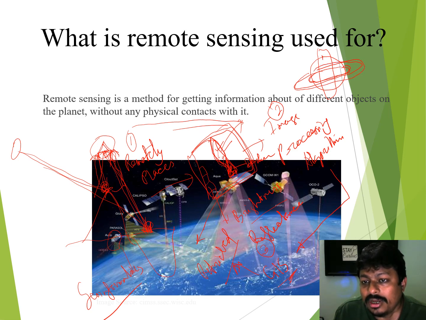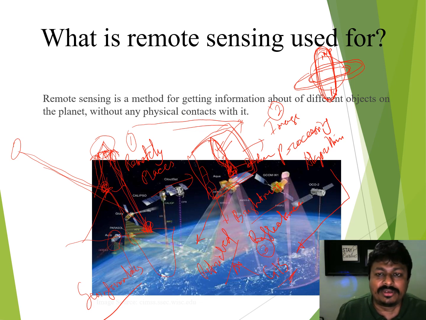And if these are the polar regions of the Earth, the polar satellites roam just above the two poles of the Earth. So this is the North Pole, this is the South Pole, and the satellites move in this manner. So there are two types of remote sensing satellites: one is geostationary satellites, another is polar satellites.